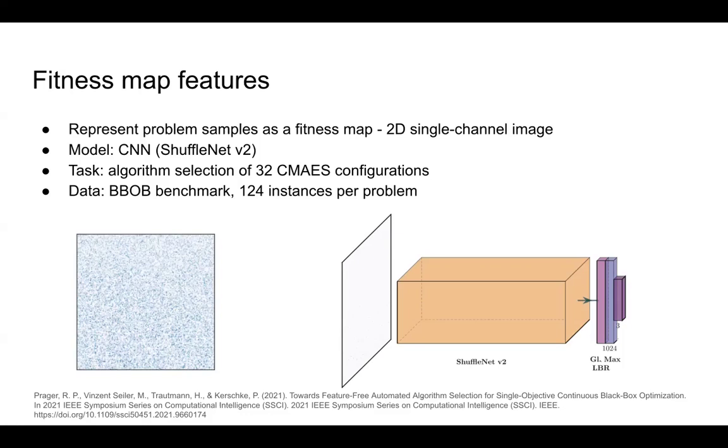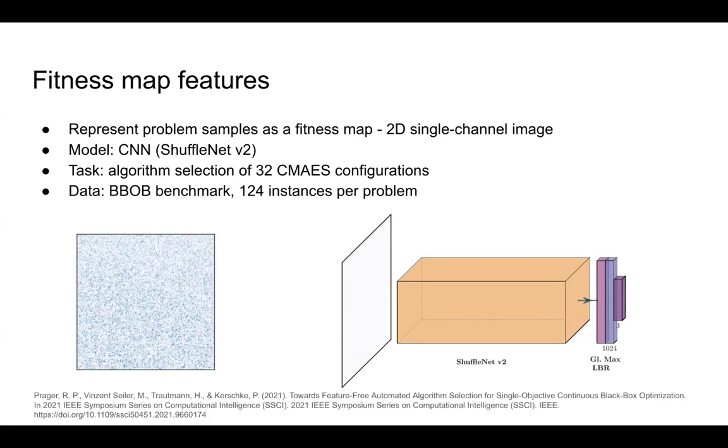And the idea is here then to train a deep learning model to predict algorithm performance based on this image. And in this case, they're using the ShuffleNet version 2 network and tuning it to predict performance of 32 configurations of the covariance matrix adaptation evolutionary strategy algorithm. And they're again using this BBOB benchmark to do this.